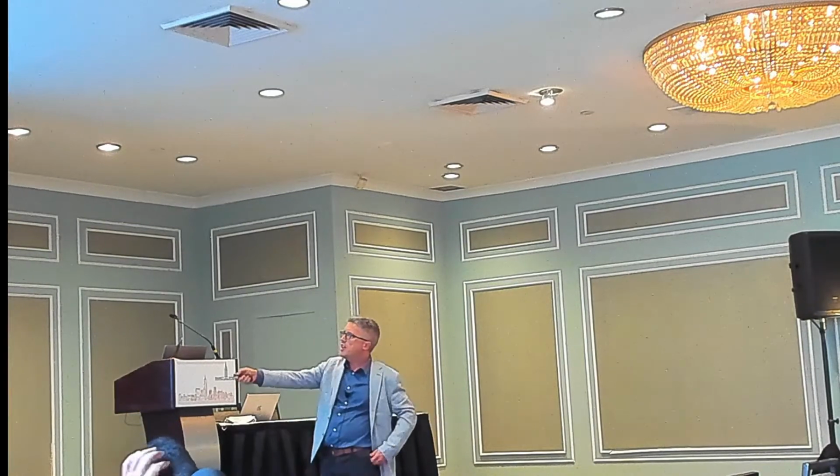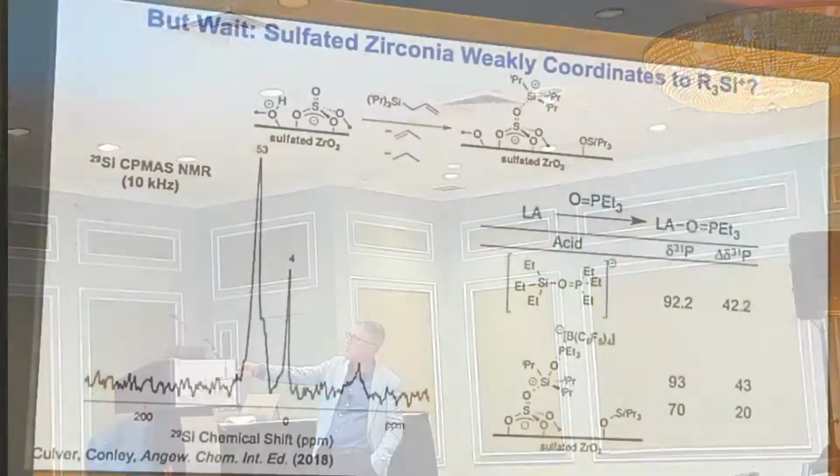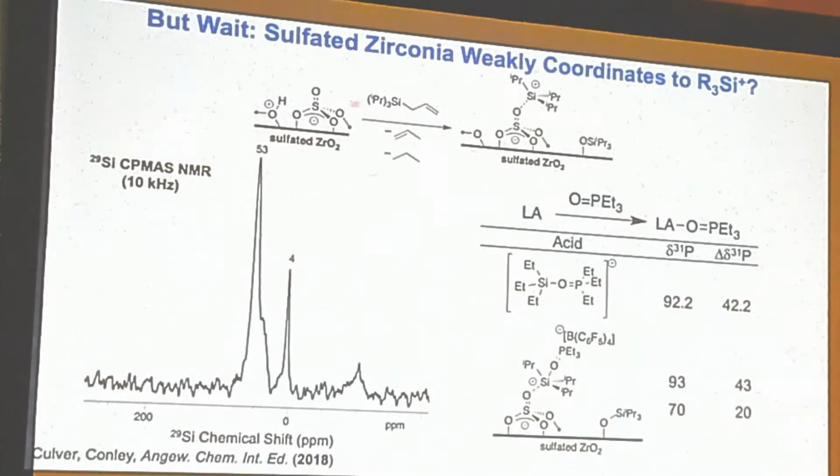But then we had a second set of results that showed if we take this allyl triisopropylsilane and react with sulfated zirconia, and then take a silicon solid-state NMR, we immediately saw something that jumped out to us because our major species in the silicon solid-state NMR is at 53 ppm. Okay? 53 ppm means that we probably have a Lewis acidic silicon. Okay? How do we know it's a Lewis acid?